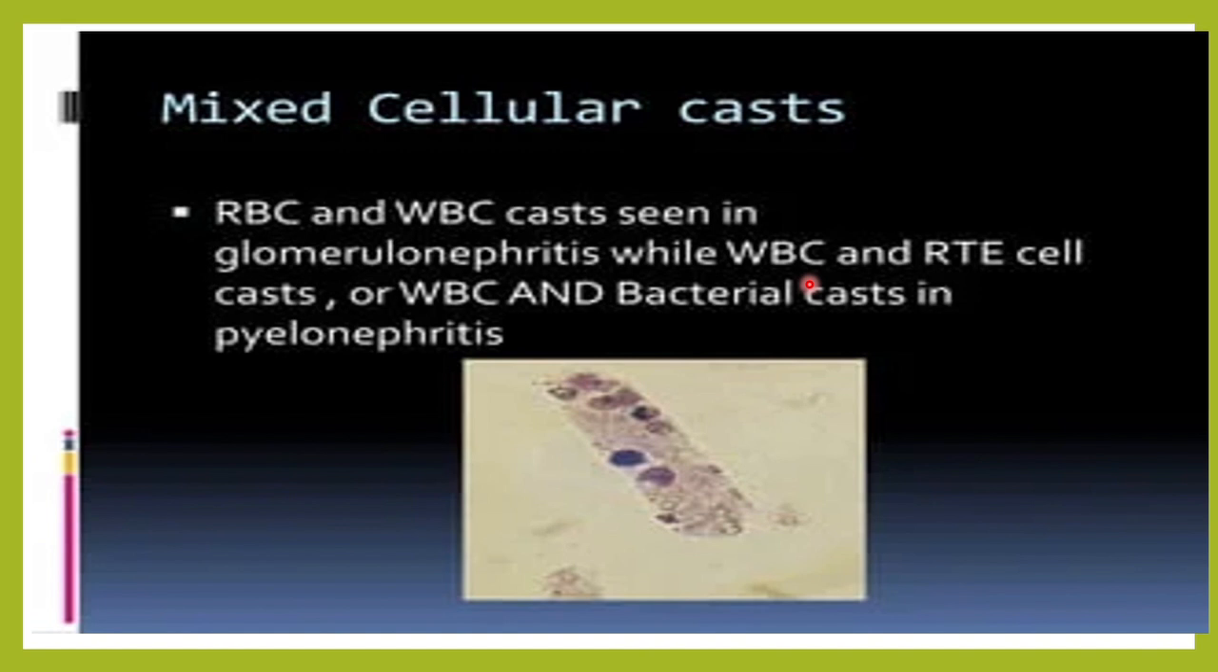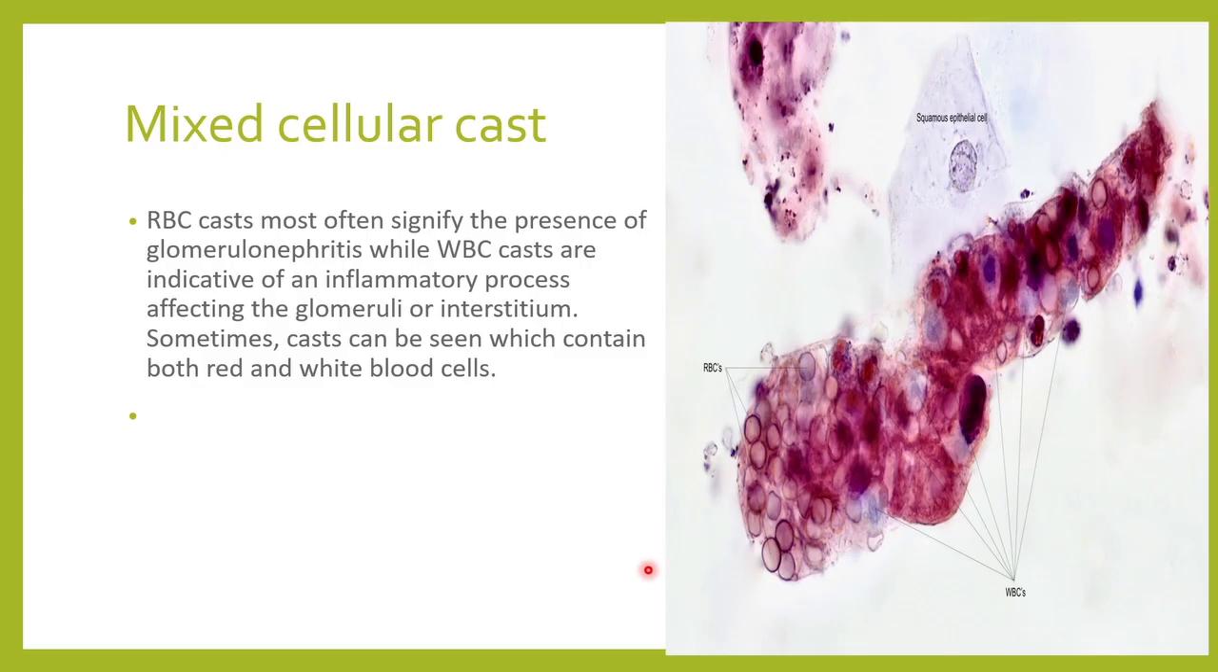While WBC and renal tubular epithelial cells you can mostly see in pyelonephritis, because, as I've told you, in pyelonephritis there is inflammation. So there can be free WBCs, WBC casts, and because of the severe inflammation the lining can be disrupted, and that can come in the form of the renal tubular epithelial cell cast. So these are called mixed cellular casts. Here you can see these are the RBCs, these are the WBCs, and this is a squamous epithelial cell.